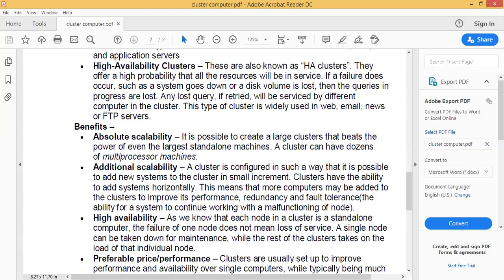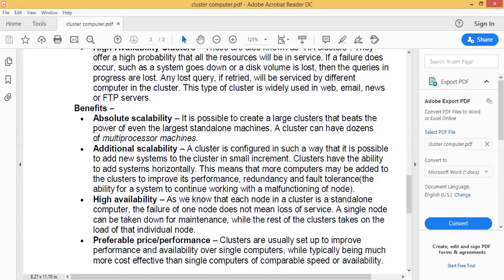There are several benefits of cluster computers. Absolute scalability. It is possible to create a large cluster that beats the power of even the largest standalone machines, and it can have a dozen multiprocessor machines. High availability.